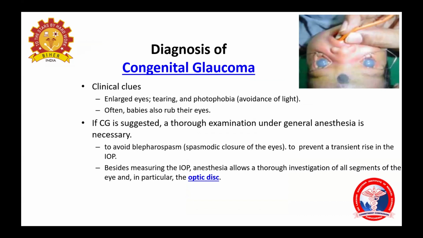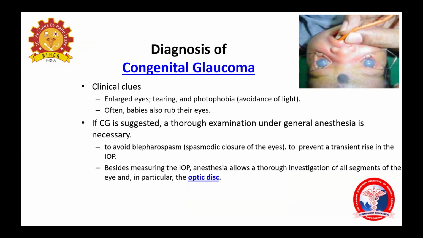How do you diagnose congenital glaucoma? Initially it is by a clinical examination, of course, with the clinical clues like enlarged eyes, tearing, photophobia, the triad that we talked about. And often these babies also rub their eyes because they're not able to see things properly. And that's the reason why this rubbing actually happens.